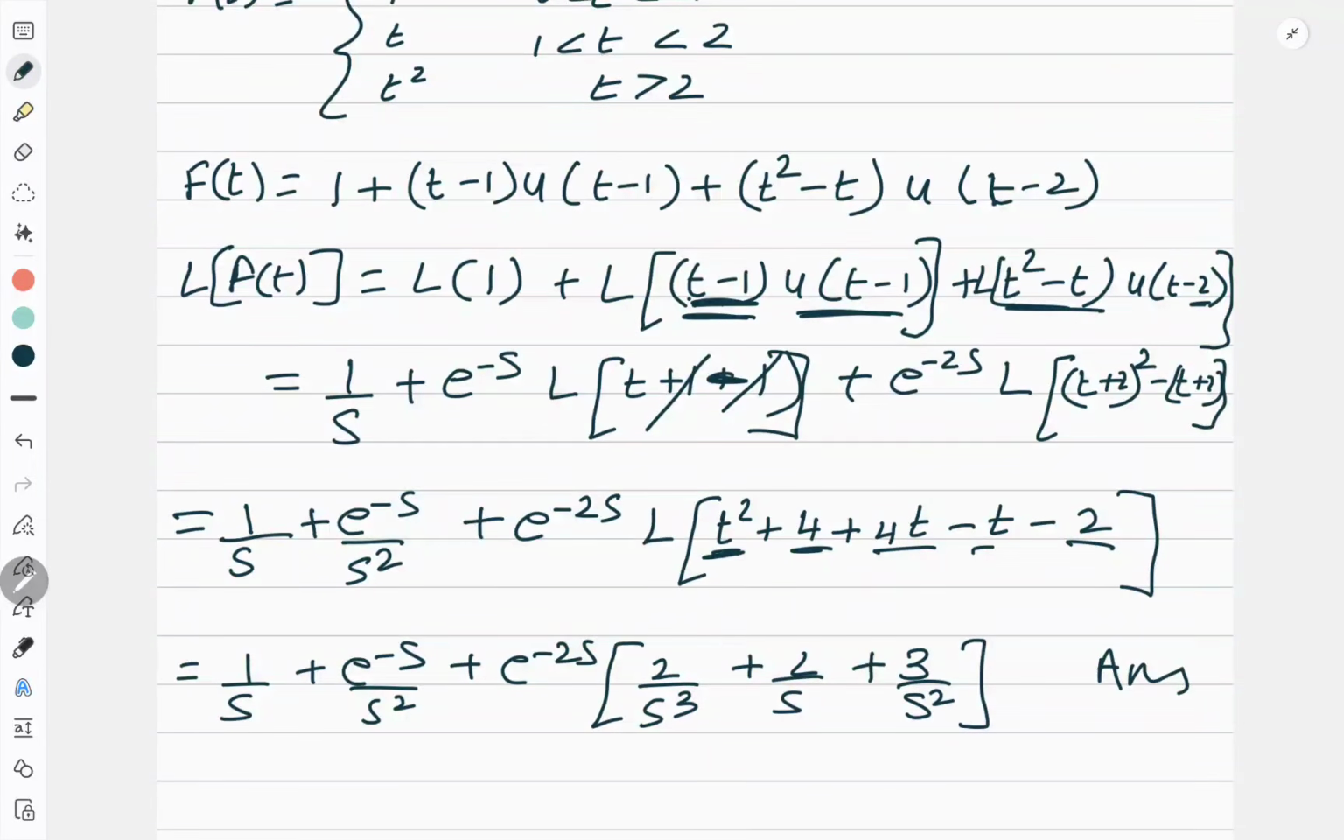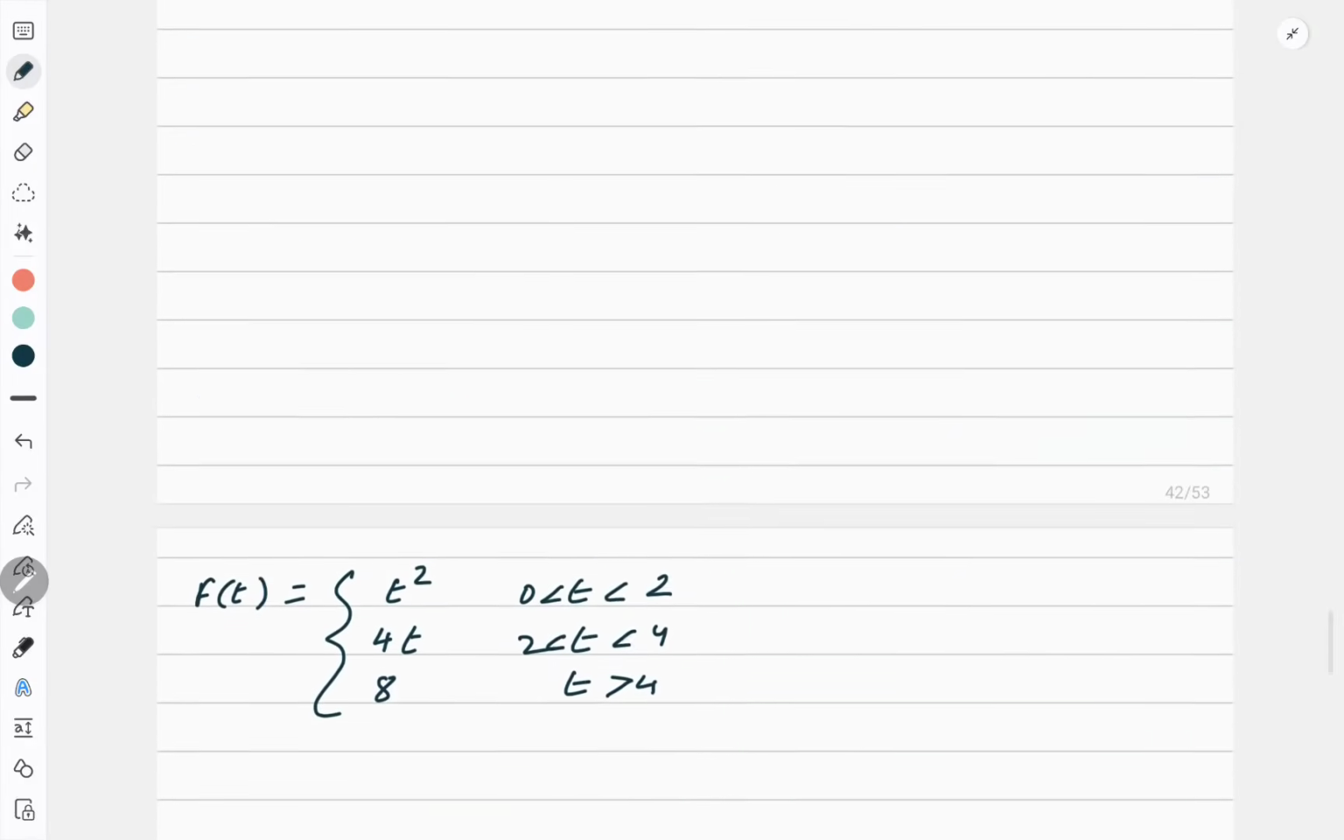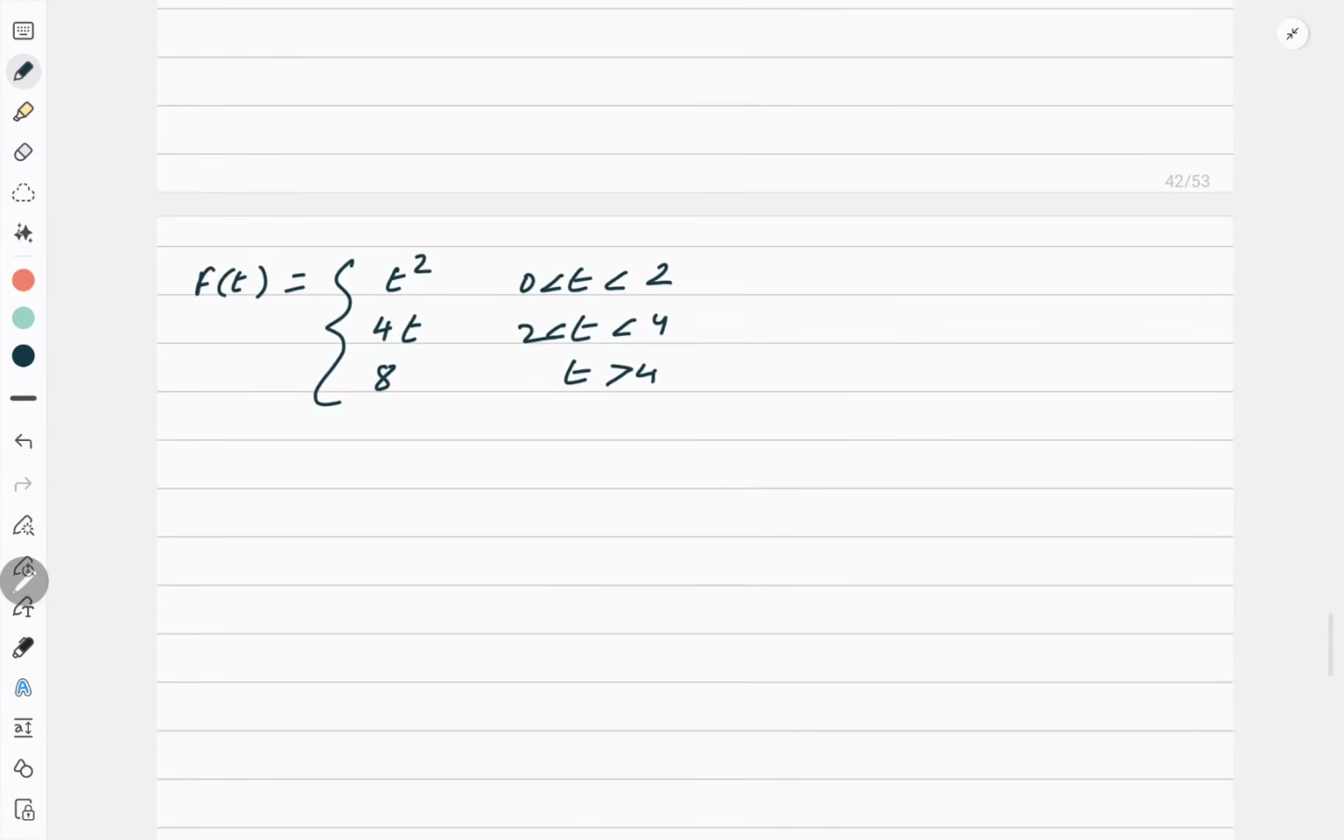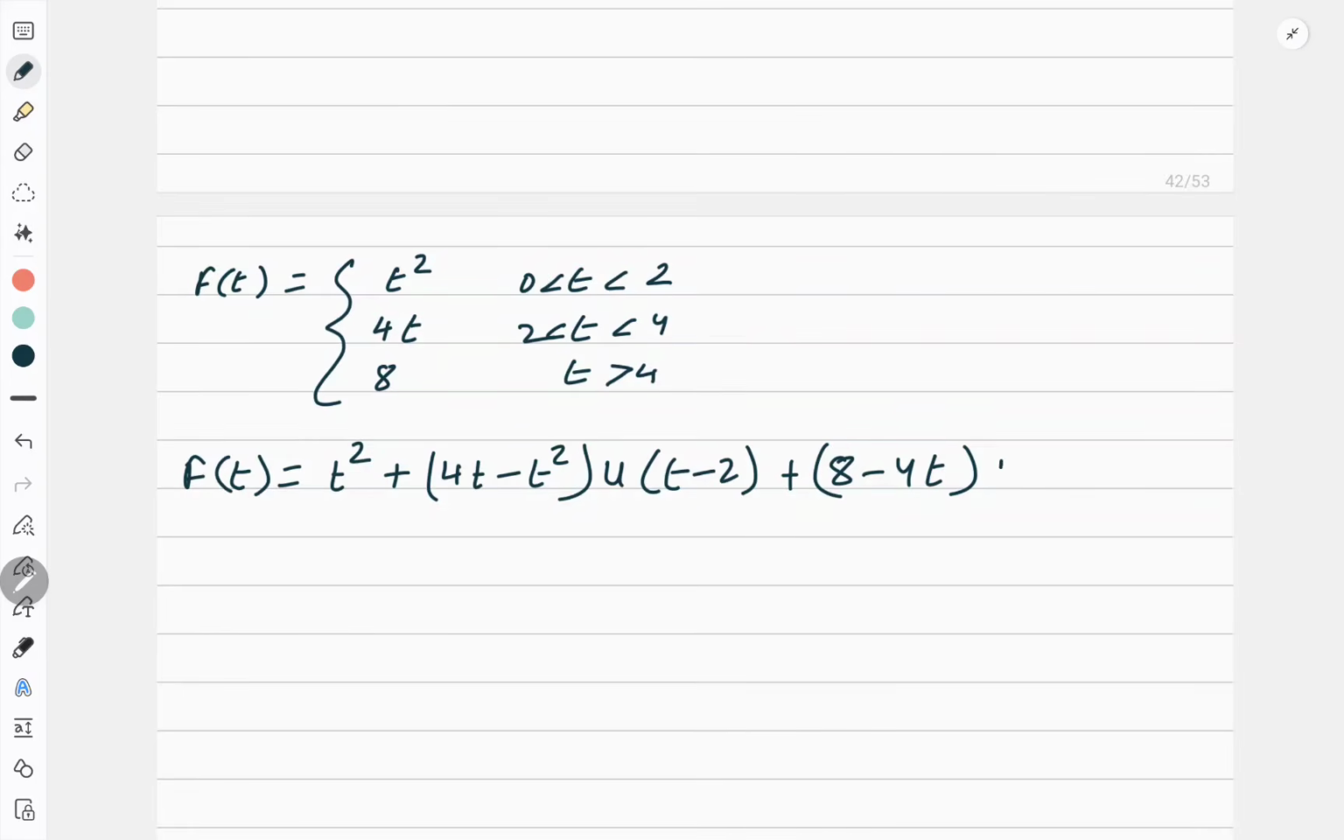So very easy concept. Now let's move to the next question. Again, it is a question with 3 terms, so you can do exactly the same way as I did the previous question. I'll quickly write down f(t) is equal to t square plus (4t minus t square) u(t minus 2) plus (8 minus 4t) u(t minus 4). Correct? So I'll do it a little bit directly.